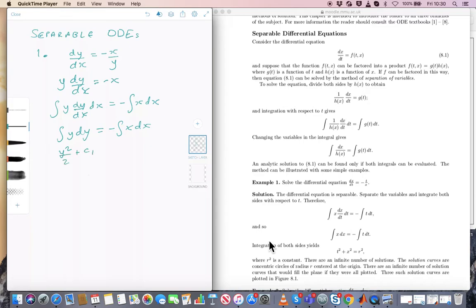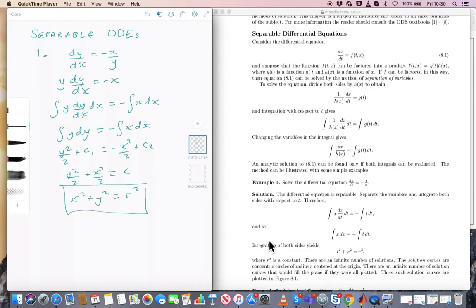We have a constant on the left-hand side, and this is minus x squared over 2, and we'll have a constant on the right-hand side. But from now on, when we do questions of this form, we'll assume there's one constant. So we can write this as y squared over 2 plus x squared over 2 is equal to some other constant, let's call it c. Then if we multiply through by 2, we end up with a final answer that x squared plus y squared is equal to 2c, but we'll call 2c r squared. So this represents the solution to the separable differential equation.